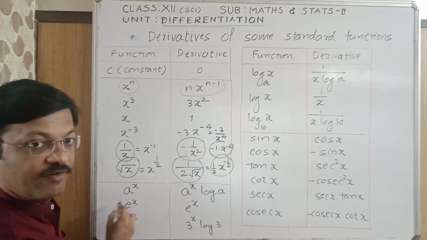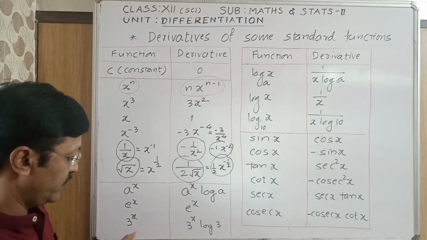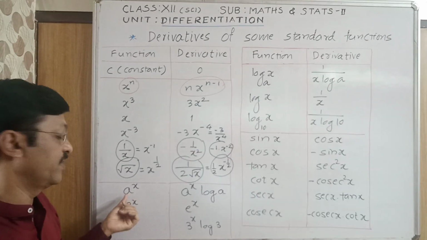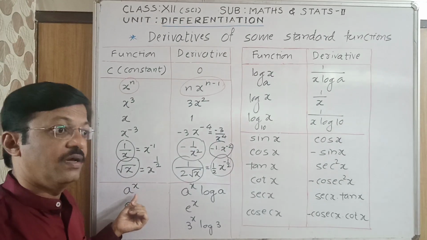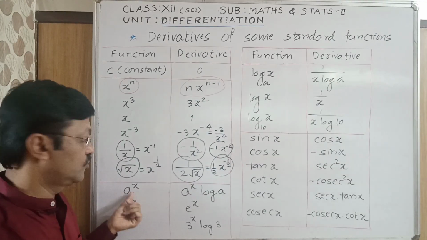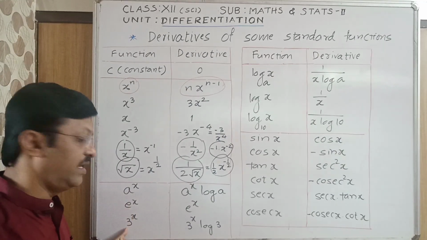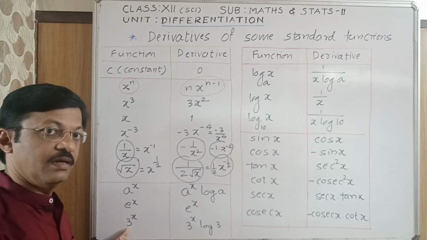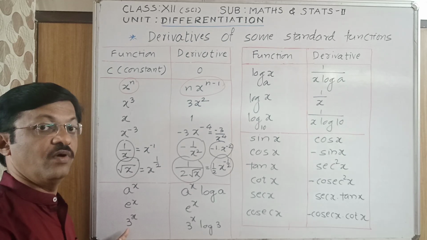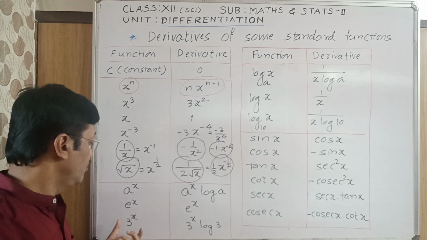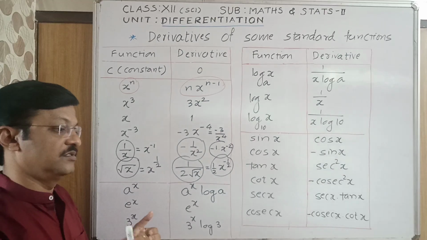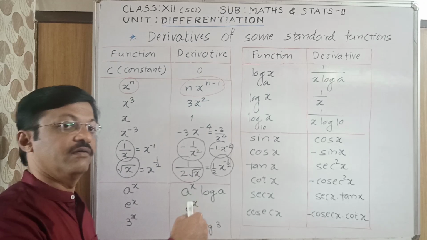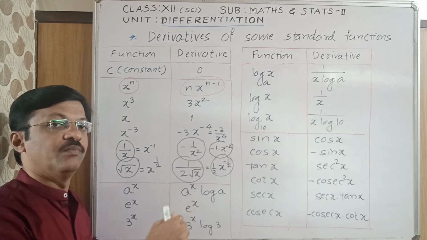The second, you can see the group of examples here. These are called exponential functions. A raised to x, its derivative written here is a raised to x log a. Now you can write anything in place of a which is a positive real number and which is not 1. So a can be written as 3, 2, 0.5, 0.1, anything, but not 1, not 0 and not a negative number.